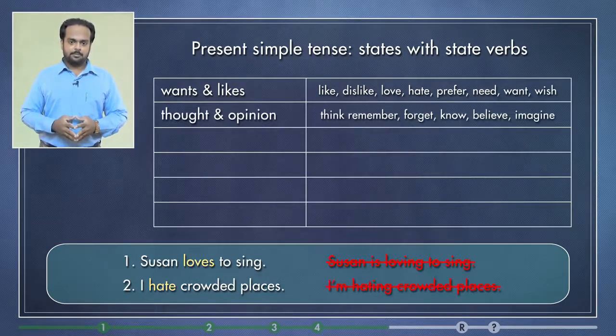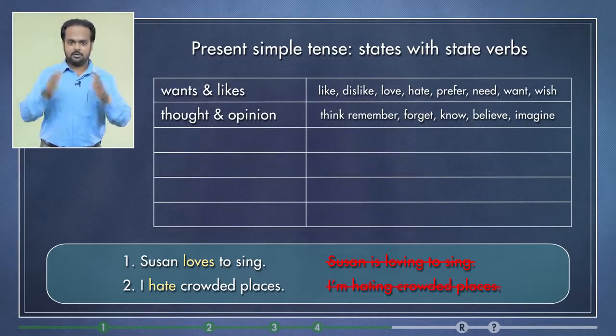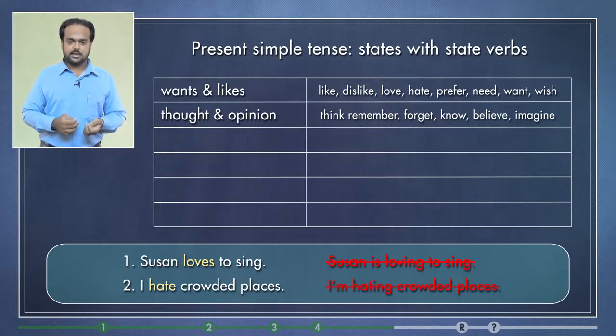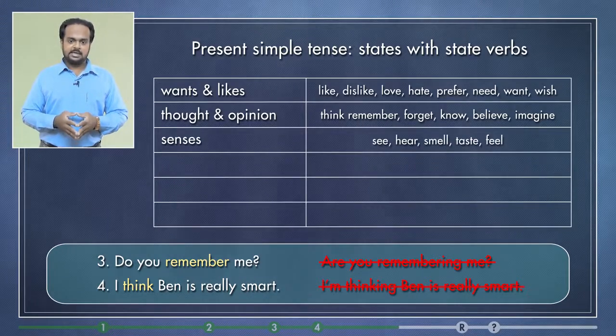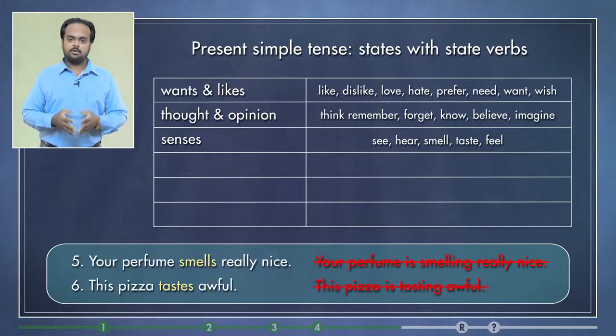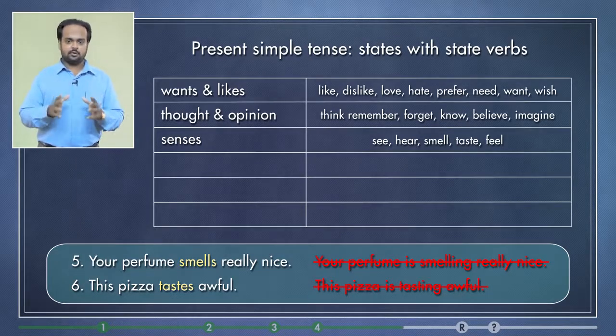Verbs of thought and opinion are state verbs as well. You can think of these as mental verbs, verbs that express the state of the mind. For example, "Do you remember me?" Or "I think Ben is really smart." Similarly, we have verbs of the senses: see, hear, smell, taste, etc. For example, "Your perfume smells really nice," or "This pizza tastes awful."